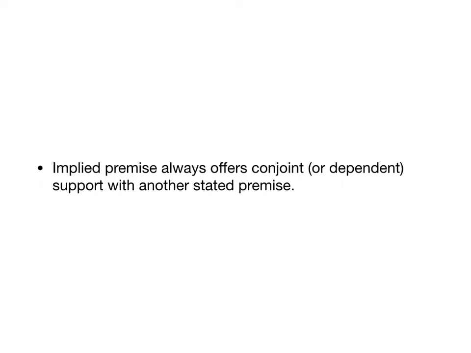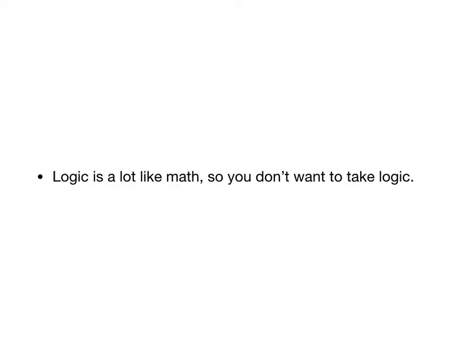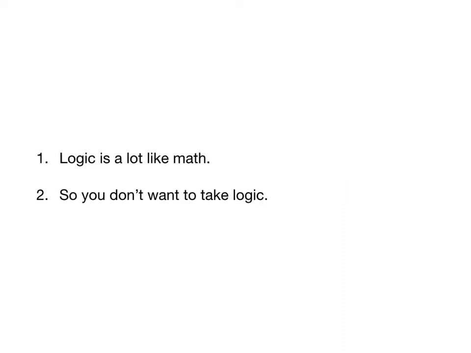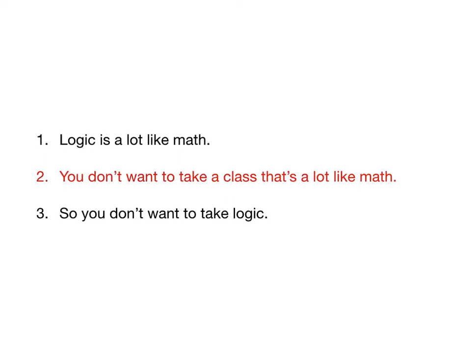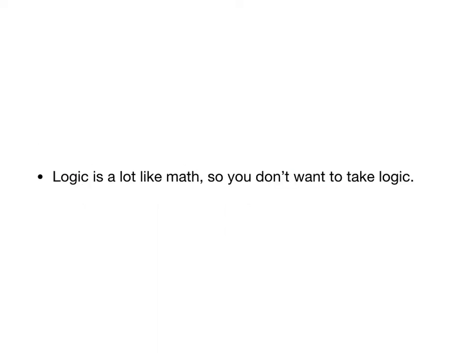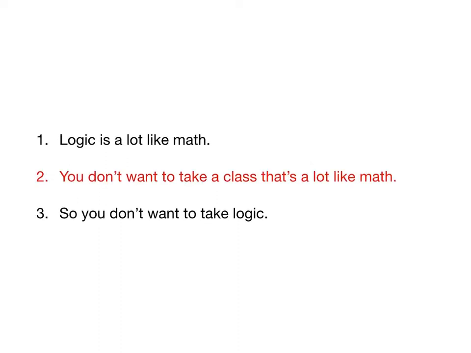So, when you see an argument like this: logic is a lot like math, so you don't want to take logic. Look, 2 doesn't neatly flow from 1. It's not obvious, right? You add an implied premise, though, and now it makes sense. Now this provides the support that we need, right? The conjoint support. 1 and 2 together: logic is a lot like math. You don't want to take a class that's a lot like math.